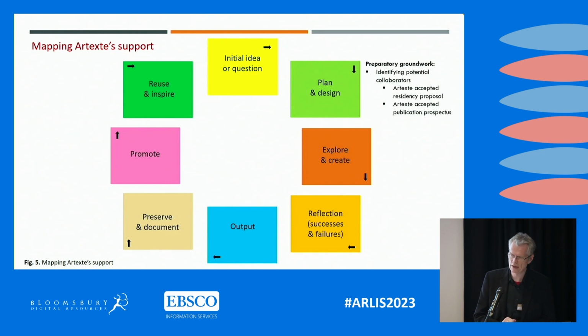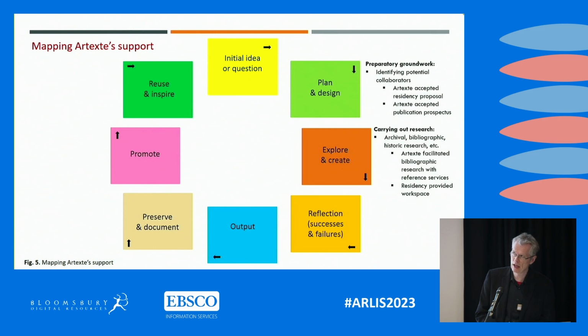As Artexte's collection matched my research topic so well, I applied for a research residency with them and was very happy that it was accepted. It not only brought focus to my work, but it brought external validation for the project in the eyes of my peers. In the stage Explore and Create, I selected archival, bibliographic, historic research, etc., because Artexte really facilitated my research with their excellent reference services. They also provided me with a workspace, a small storage space, etc. So these things really add up in a positive way.